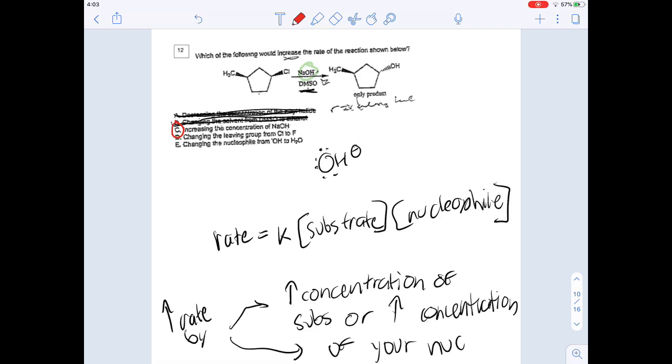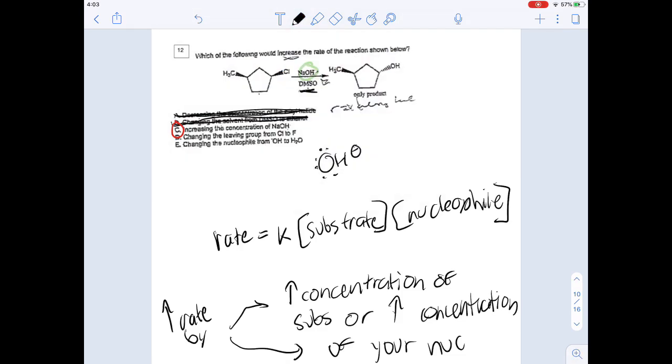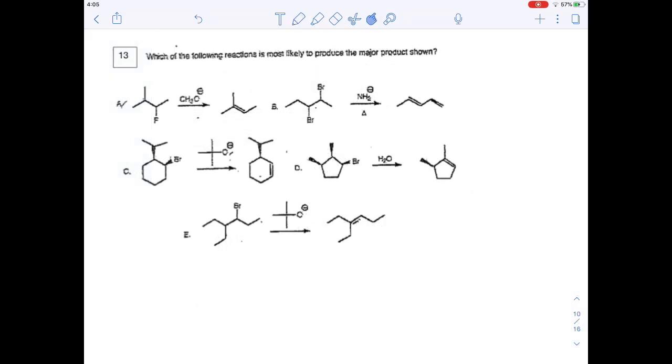So changing the nucleophile from OH to H2O is basically changing it to SN1 favorability. That's not going to help an SN2 reaction, that would help an SN1 reaction. Anything that deviates from what SN2 normally is not going to increase your rate, it's going to decrease it. So E and D are not your answers, and C is your answer.